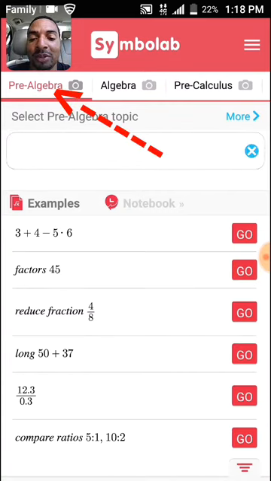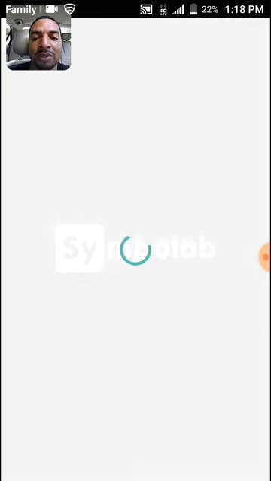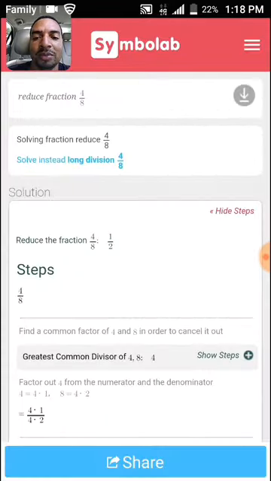Today we'll do a little bit of pre-algebra. Let's reduce some fractions. Let's reduce the fraction 4/8.